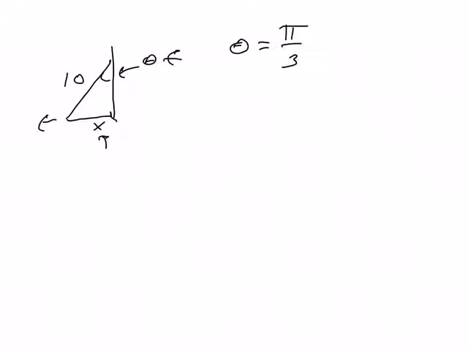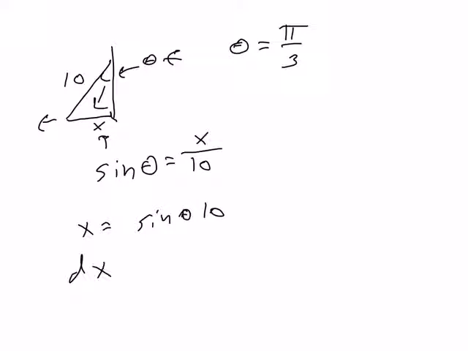And we know that sine of an angle is equal to the opposite over hypotenuse, which for us is going to be x, which is the opposite of this angle, over the hypotenuse, 10. So now we can say that x is going to equal sine of the angle times 10.